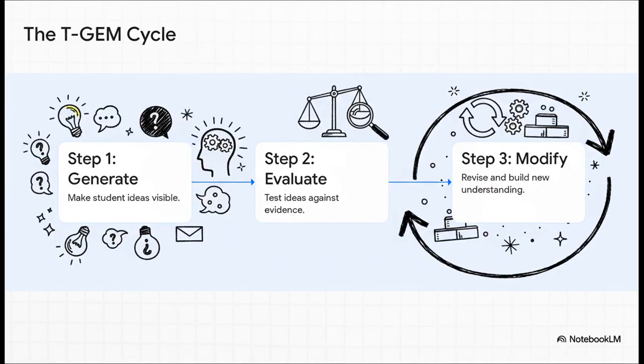So, the whole model really boils down to this super simple but incredibly powerful three-step cycle: generate, evaluate, and modify. And it's a loop. Students might go back and forth between evaluating and modifying a few times until they build a really solid scientific understanding. So let's break down each step.